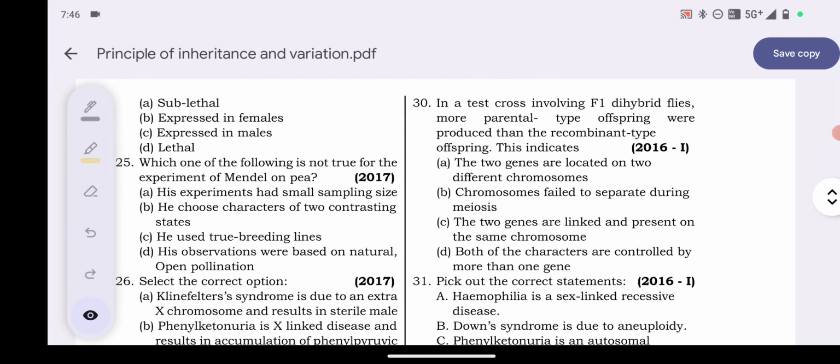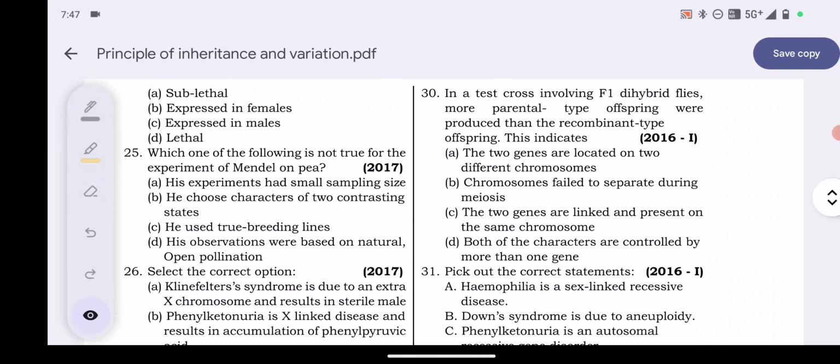Question number 30. In a test cross involving F1 dihybrid flies, more parental type offspring were produced than the recombinant type offspring. This indicates option A, the two genes are located on two different chromosomes. Option B, chromosomes failed to separate during meiosis. Option C, the two genes are linked and present on the same chromosome. Option D, both the characters are controlled by more than one gene. So here the answer would be option number C. The two genes are linked and present on the same chromosome.